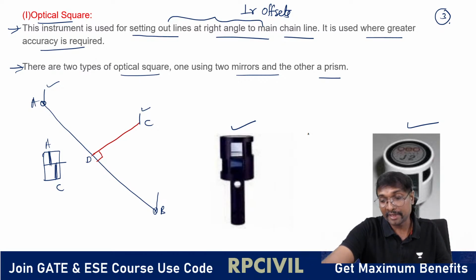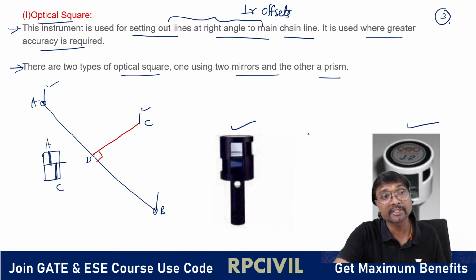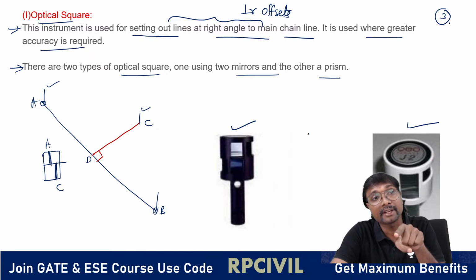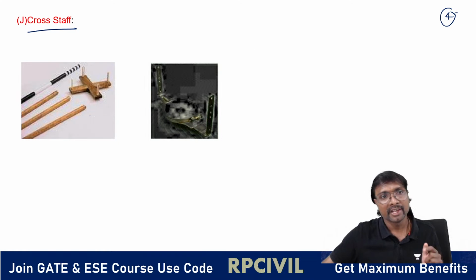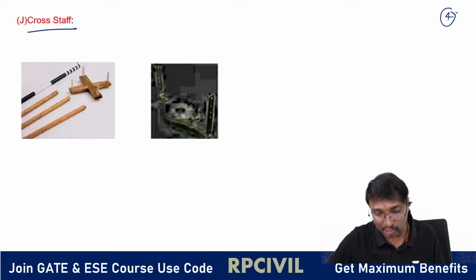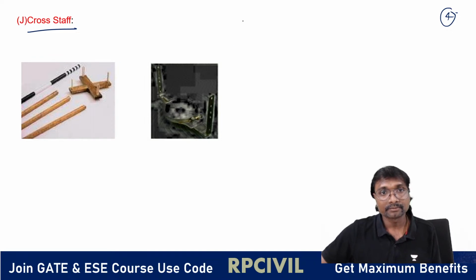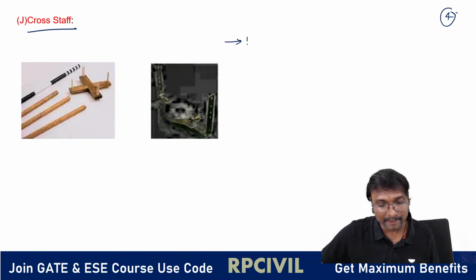Now, for setting out perpendicular offsets using an optical instrument with more accuracy, we have to use this optical square. But whenever you want to go with lesser cost and normal accuracy is sufficient, then we can go for which one? This cross staff. So this is for setting the perpendicular offsets.